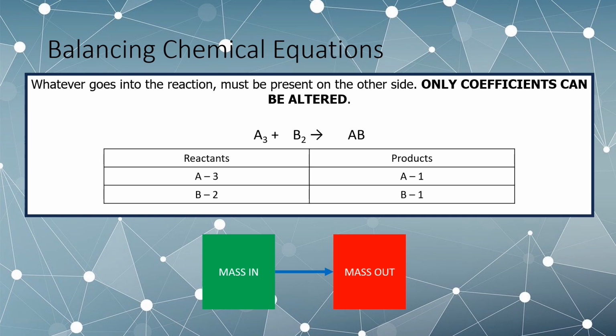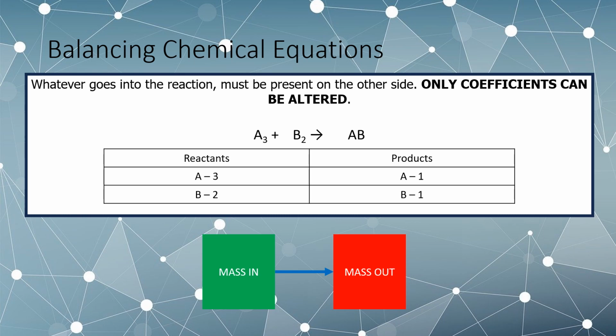So looking at this example here that we have A3 plus B2 gives AB. Now we can see straight away if we write out our reactants and products, which I think is the best way of balancing equations. Sometimes it takes a bit of time, but it's really clear and concise, and it allows you to see what you have on each side. So in our reactants, we have A 3 times, and we have B twice. In our products, we have A once, and we have B once.